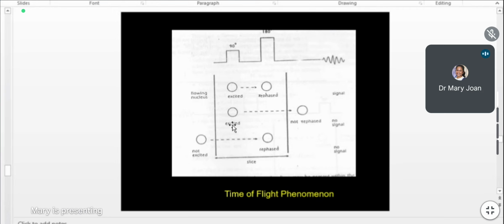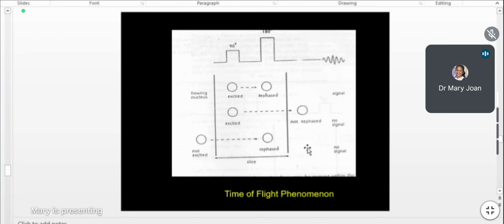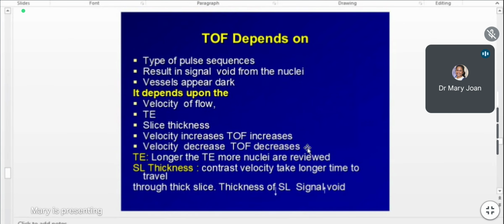If at 90-degree it gets excited, but at 180-degree it doesn't get rephased, we will not get a signal. And if it is not excited, and then at 180-degree it gets rephased, then also we will not get a signal. So that is how we get the information out of the system, depending on the different clinical situations or anatomical or physiological parameters.